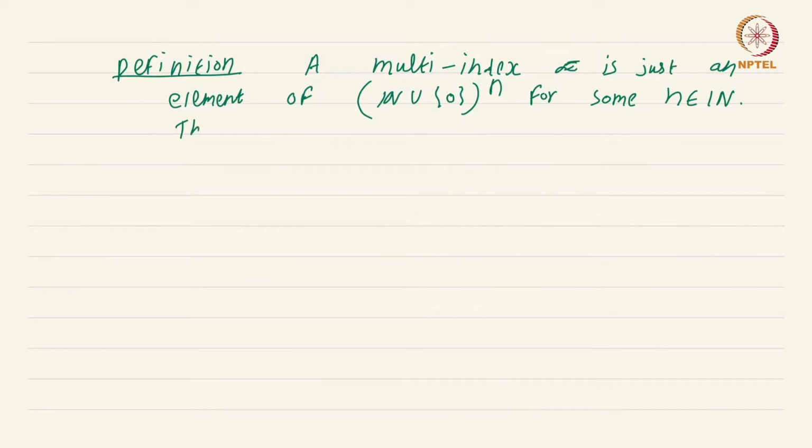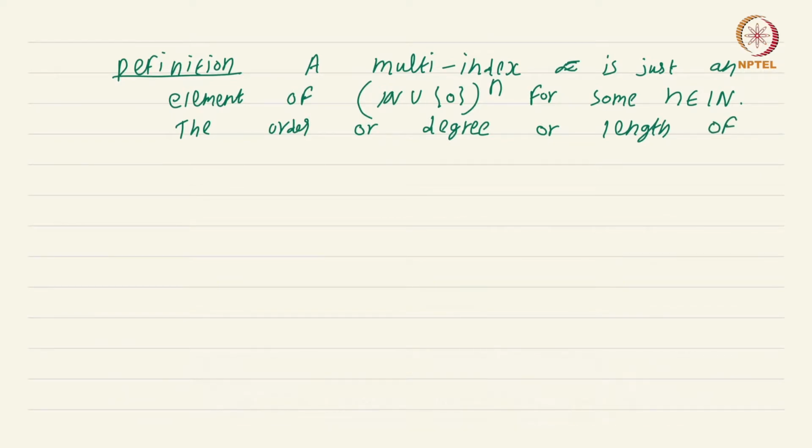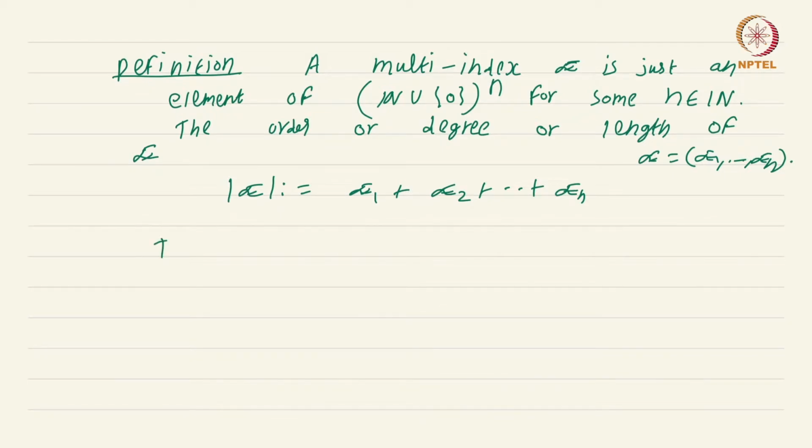The order or degree or length of alpha, this is denoted by mod alpha, is just the sum of the various entries. It's just alpha 1 plus alpha 2 plus ... plus alpha n, where alpha is equal to (alpha 1, ..., alpha n). So if you take this tuple alpha 1 to alpha n and you want to find out the length, you just take the sum.